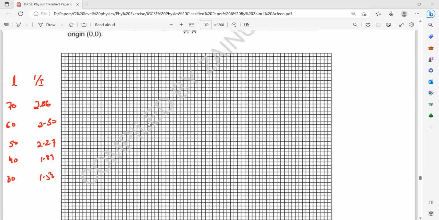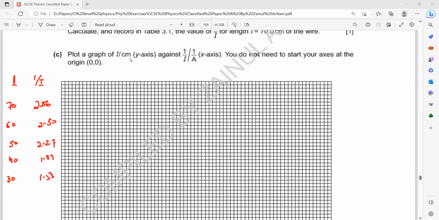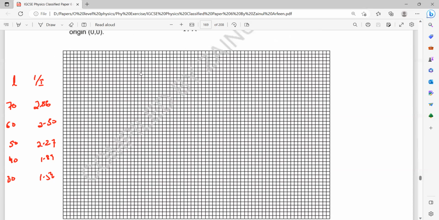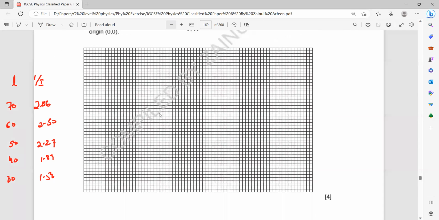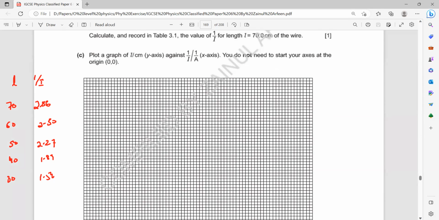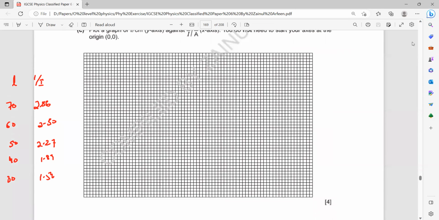So we have to plot a graph for length on y-axis and 1 over I, and we do not need to start the axes from the origin. So what does it mean? You don't have to start with 0, you can start with any number. And length should be there. As you can see, length is on y-axis and 1 over I on x-axis.